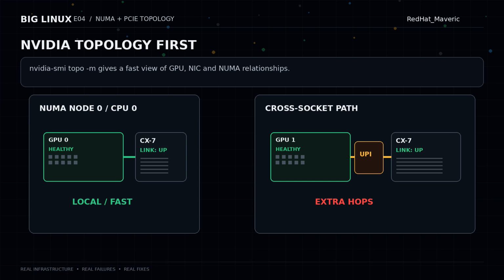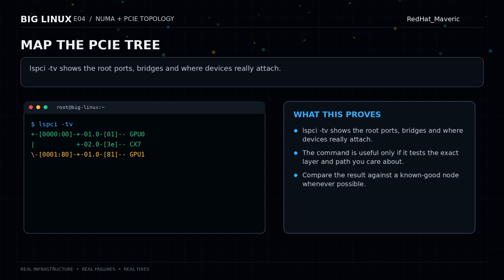Next is NUMA. numactl -H shows the NUMA nodes, CPUs, memory, and distance information. Linux will also expose the NUMA node for a PCI device under sysfs. That makes it possible to build a simple map. GPU 0 is near this CPU socket, mlx5_0 is on that NUMA node, mlx5_3 is on this one. Now you can start asking whether the software is using sensible pairings.